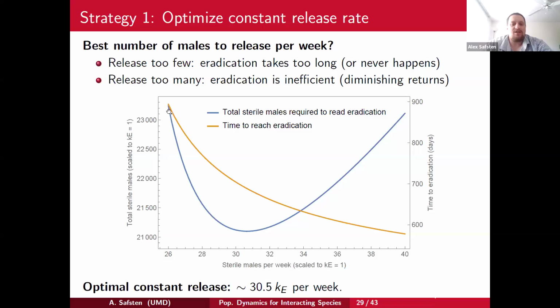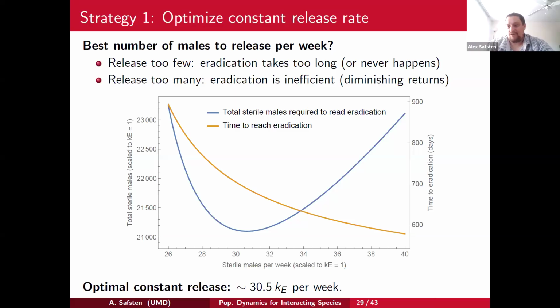This blue curve shows the total number of sterile males that I need to release to drive the wild population beneath the Allee threshold. I reach a minimum here at just over 30, maybe 31. This, by the way, has very good agreement with what the standard protocol is for SIT in the handbooks for how to do SIT. They say to release about 10 times the wild population every week. And since the wild population is about 3 times the carrying capacity, it works out to be about the same.